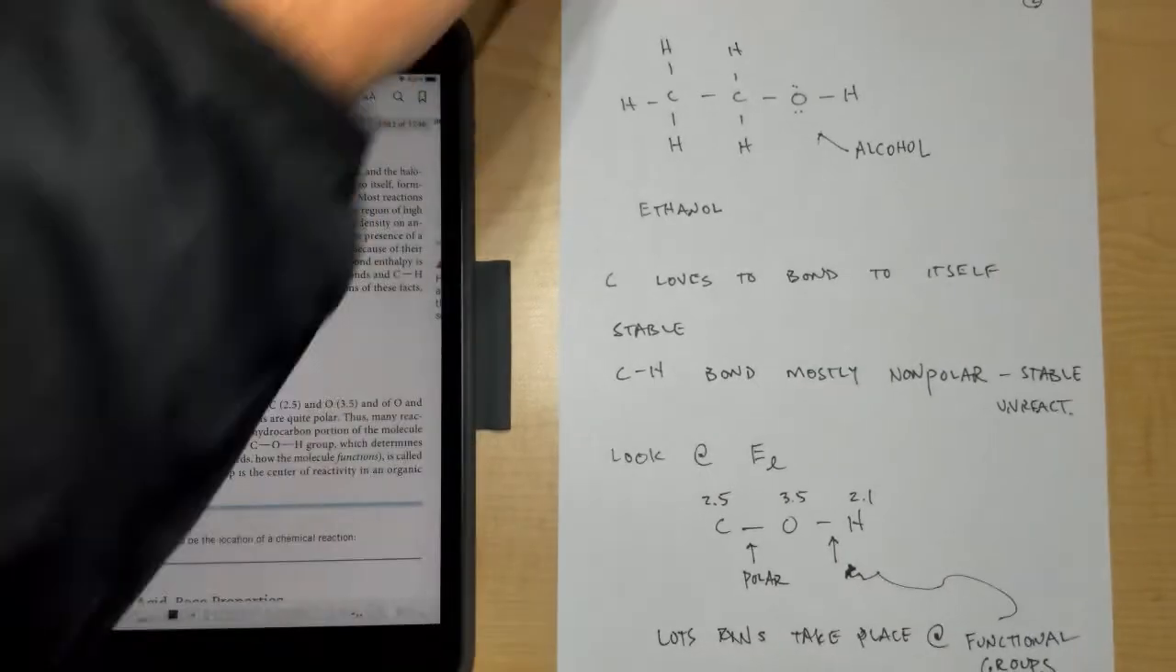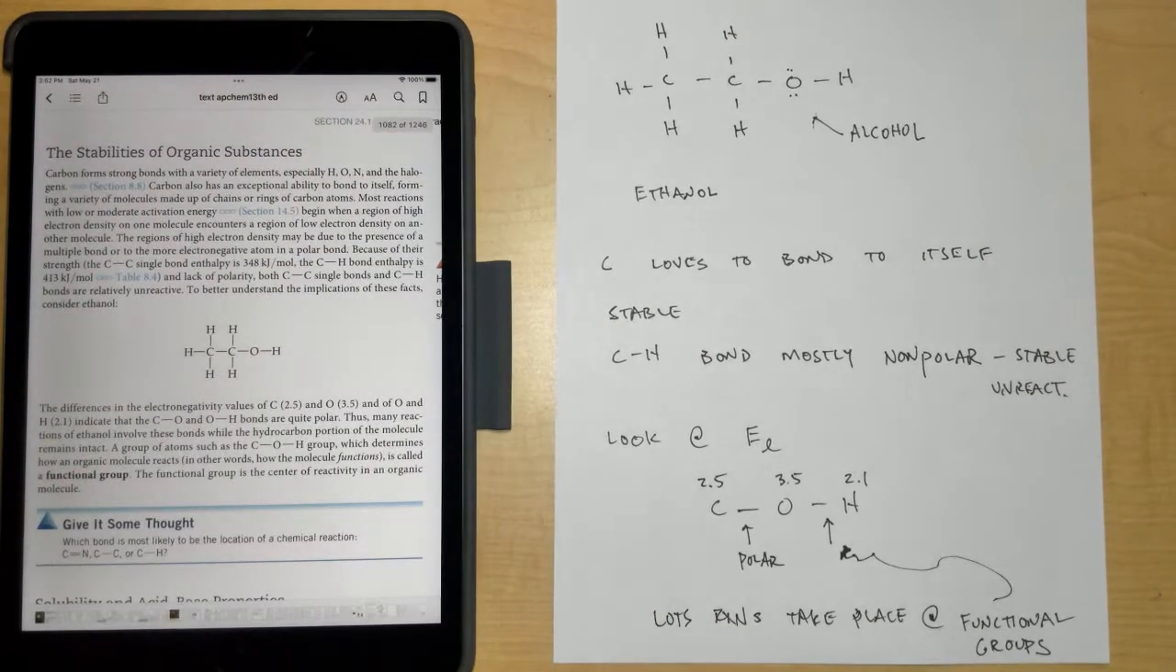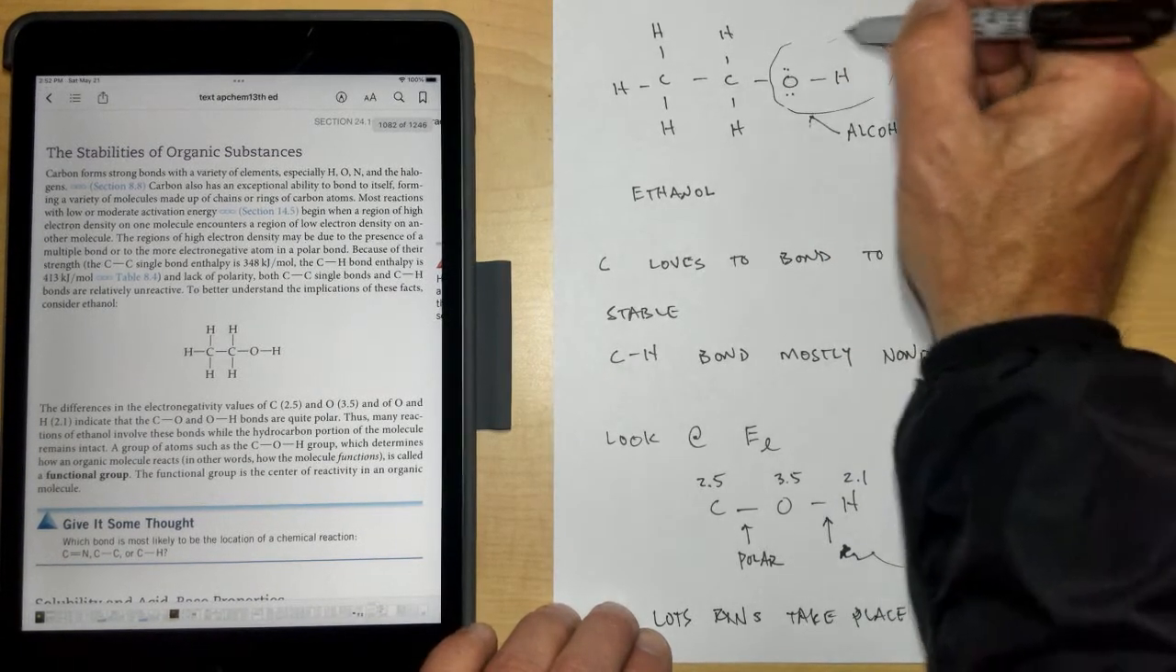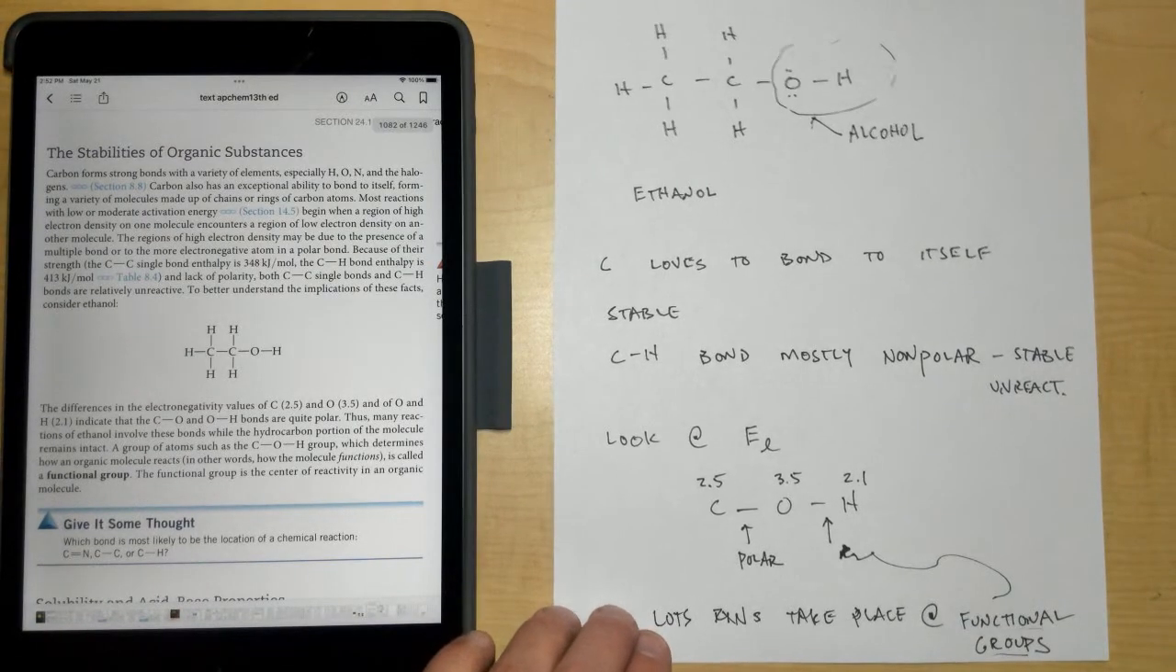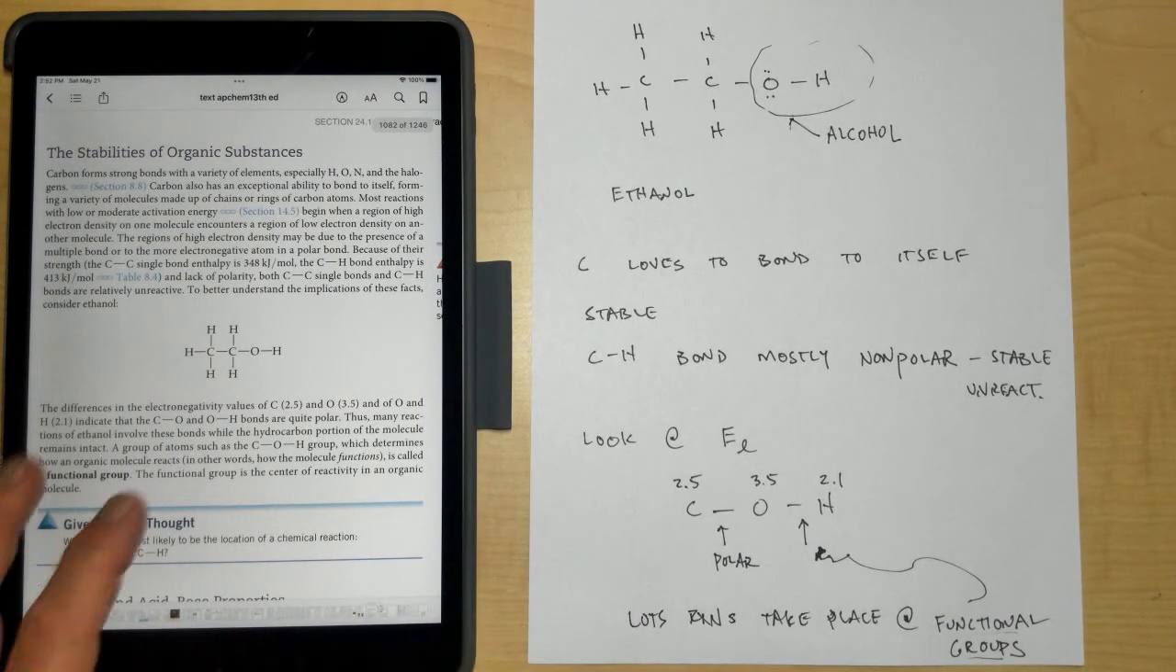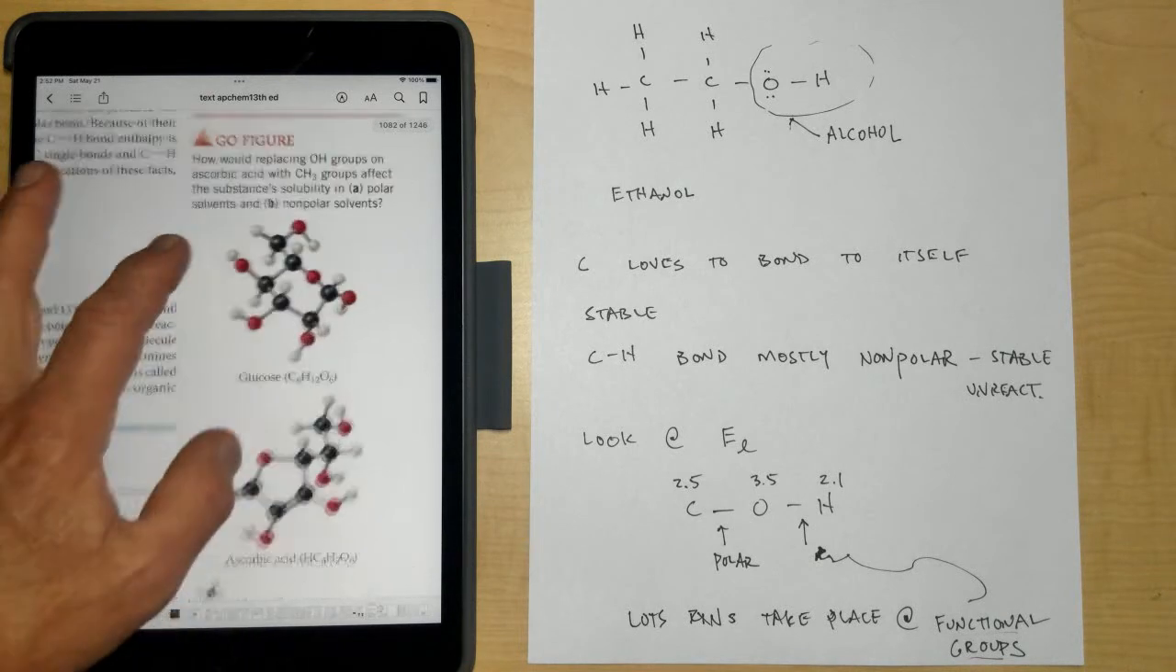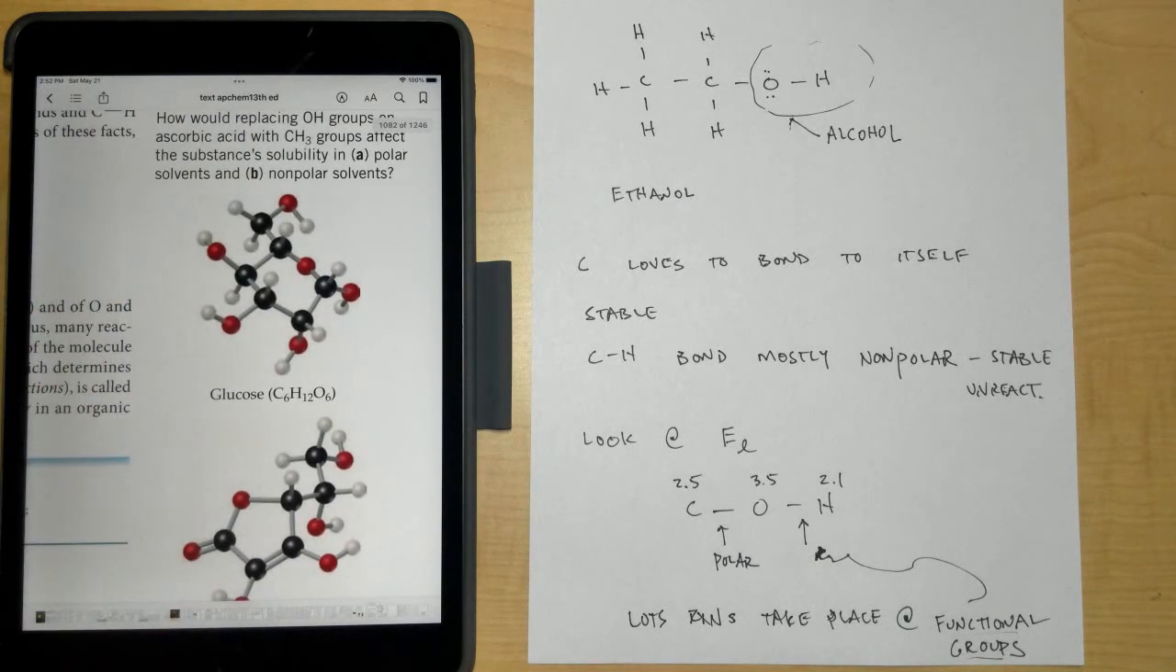And therefore, lots of reactions take place at these places where there's a strong difference in electronegativity and therefore a difference in polarity. This OH area is called a functional group. And we'll look at several different functional groups throughout this chapter. You can see a glucose molecule right here, the red ones are oxygens, has lots of OHs attached to it. And this allows it to be really soluble in water, because obviously like dissolves like, and water has lots of OHs that are very polar, and so does this form of glucose.